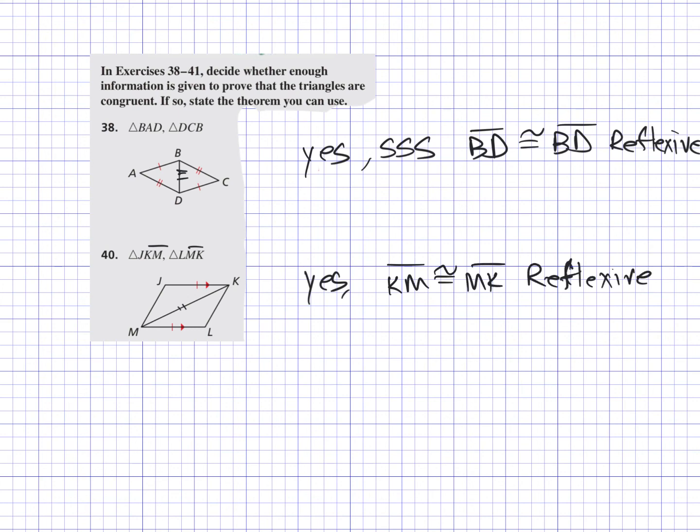Okay. And then you have this angle right here, alternate interior angles with this one, because these two lines are parallel. So you have two parallel lines cut by that transversal. So this angle right here and this angle here, they're interior and alternate. So you say angle JKM is congruent to angle LMK, alternate interior angles. There. And then therefore you have side angle side. Good job.